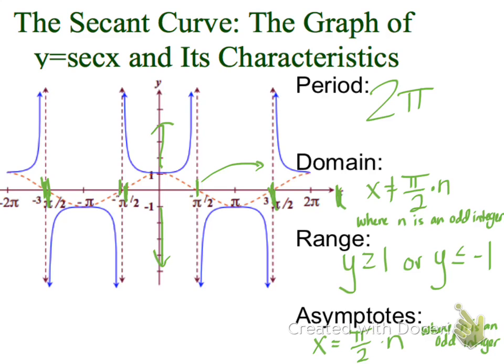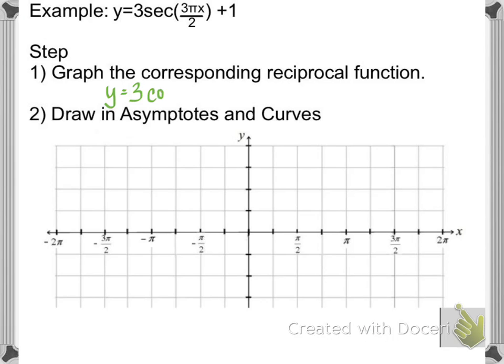So let's look at an example of that in two simple steps. Step 1, graph the corresponding reciprocal function. So I'm going to graph the function cosine of 3 pi over 2 times x plus 1. I'm sorry, 3 times that, of course. To graph cosine, let's find the period. It's going to take some dividing of a fraction, 2 pi divided by 3 pi over 2.